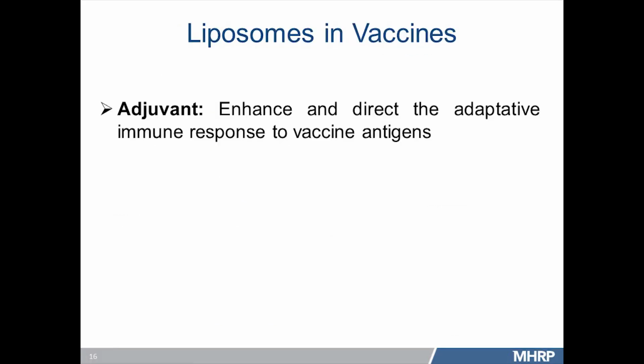So I'd like to now switch gears to the liposomes application in the vaccine. Liposome has been used as adjuvant in the vaccine. Adjuvant is something that enhances and directs the immune response to a specific antigen in the vaccine, and that's the way it actually boosts the immune system to produce more antibodies.